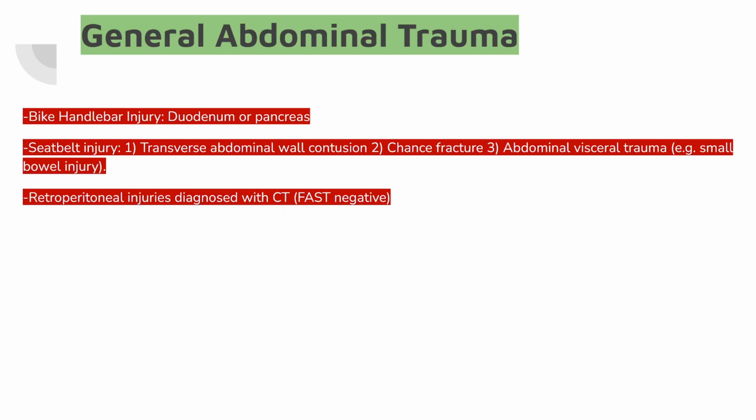So just some general stuff. Handlebar injury, you're going to think duodenum or pancreas. Okay, seatbelt injury is going to be the transverse abdominal wall contusion with a Chance fracture, which we mentioned, the unstable three-part vertebral body fracture or spinal column fracture, and then abdominal visceral trauma, right? Small bowel, spleen, liver, etc. And then retroperitoneal injuries are diagnosed with CT. They are not seen on FAST exam.